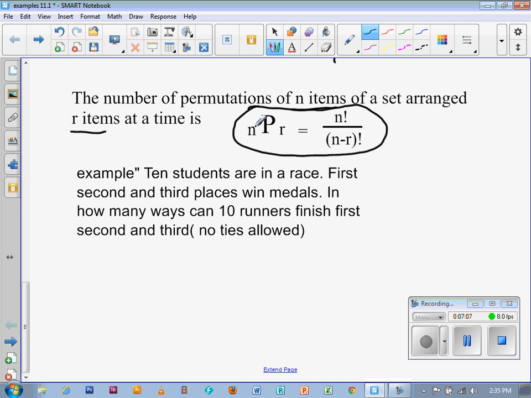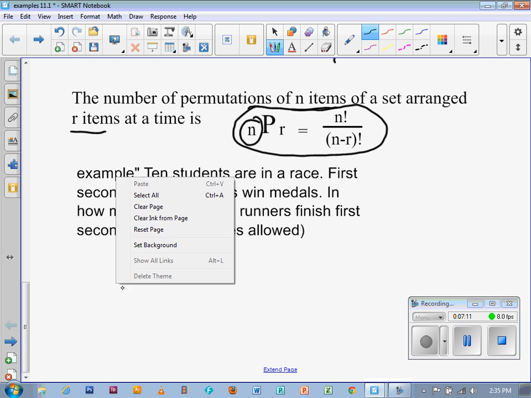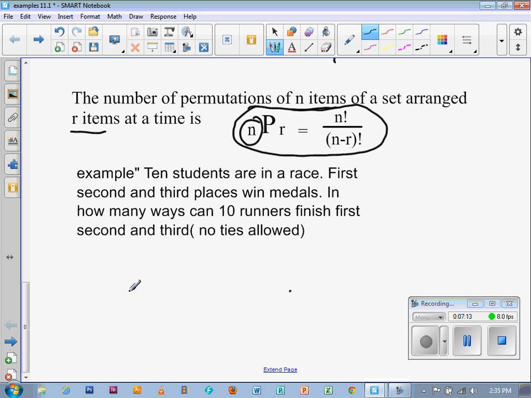The first thing we have to do is calculate our n. This n represents all the people that are in our set. So what we're going to do is put 10 first, and then we're going to put P. P stands for permutation, and it does represent where order matters. R represents how many prizes we're giving away. In this case, we're giving away 3 prizes, so r is 3. If we were just giving away 2 prizes, then it would be 2. If we were giving away 5 prizes, it would be 5, etc.